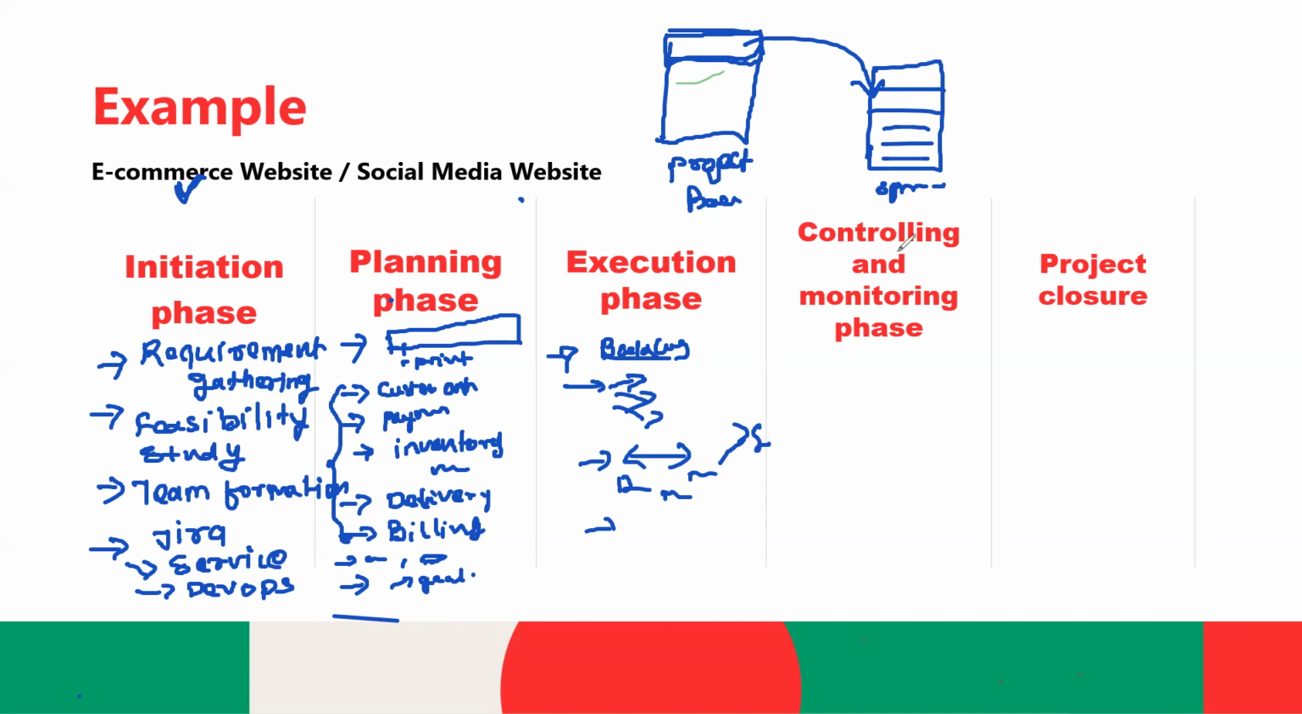Okay, then the controlling and monitoring phase. So here, once the project is deployed, there will be a monitoring team. They need to monitor, once the project is on production, whether everything is working as expected or not. Is there any error? Then what is the reason for that error? Is it a data issue, or is it something where the code needs to be fixed? All those kinds of things will happen.